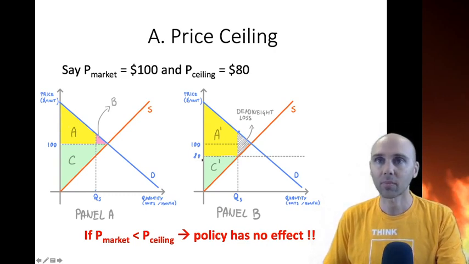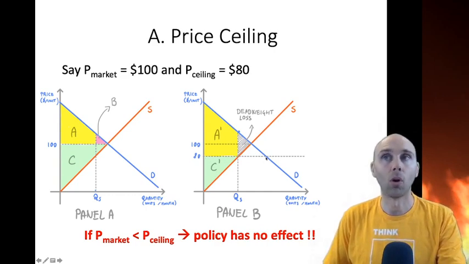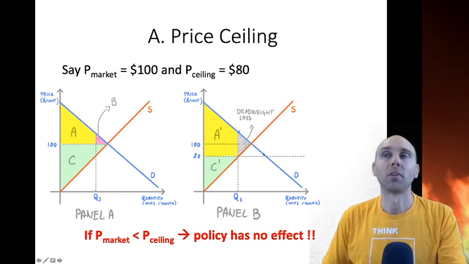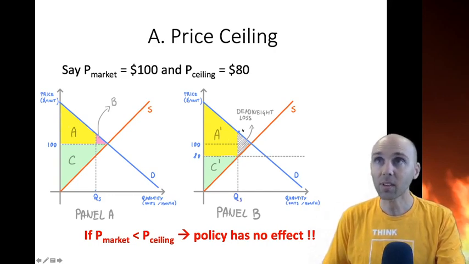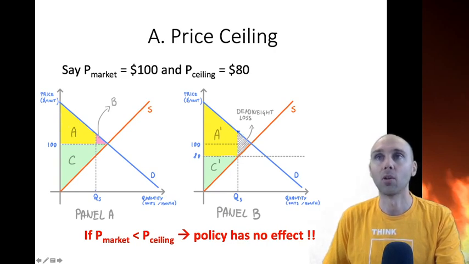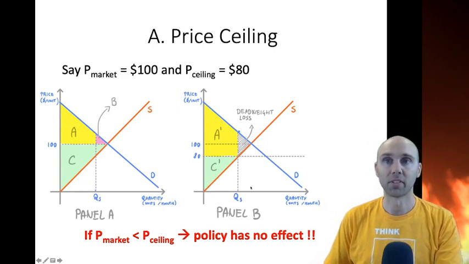Now at $80, that's obviously going to be great news for the renters, and many more are going to want to enter the market. But those consumers are not going to be able to rent because of the effect on supply from that decreased price. So now only QS is willing to be supplied, and we can see that this has essentially cut off a small triangle from that big triangle before, which was the total surplus to society.